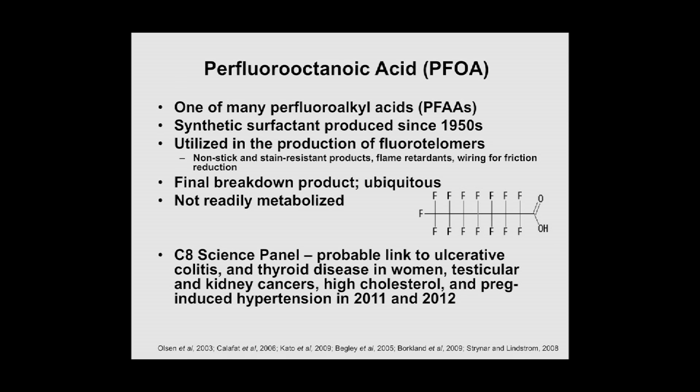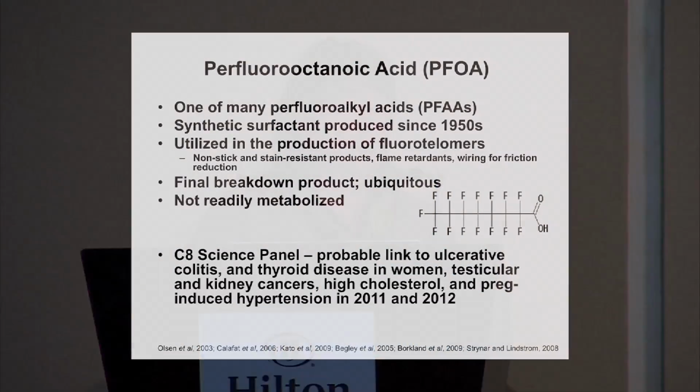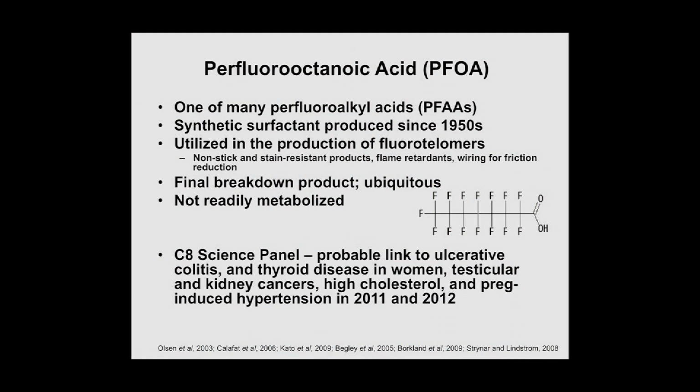They're used in the production of fluorotelomers, like in Teflon-coated pans, Gore-Tex products, Scotchgard, anything that's greaseproof or waterproof has this kind of coating on it. It's also used as a friction reducer in electrical wiring. C8, or PFOA, is a final breakdown product, and it's very stable in our bodies.